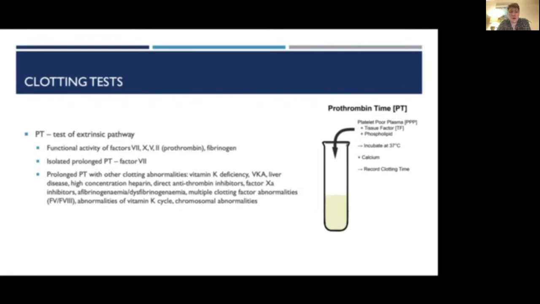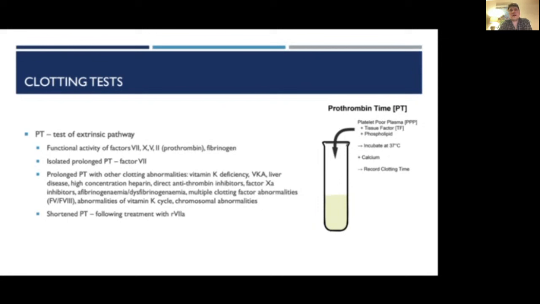If you use other drugs, so antithrombin inhibitors, very high concentrations of heparin, or some factor 10 inhibitors, or if you don't have any fibrinogen, it'll be grossly prolonged. If you have a combination, rarely factor 5 and 8 can be absorbed together, and also very rarely chromosomal abnormalities of vitamin K metabolism, but those are rare as hen's teeth. And so it's a very simple test that tells you that, basically.